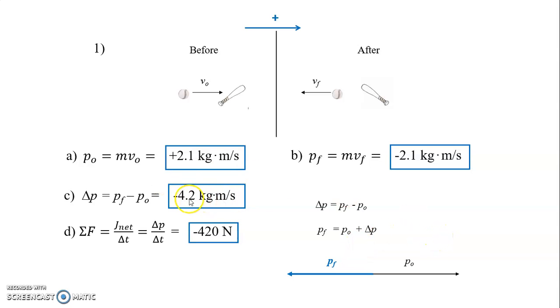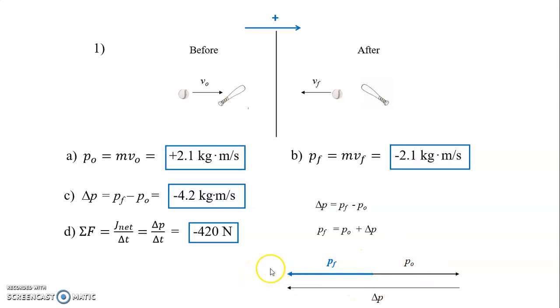Well, we see delta P was negative 4.2. What does the negative mean? Well, we called east positive. That means the negative sign means west. And so here is delta P. And now we can see this looks like a normal vector diagram. The first vector, P naught. Here's our tail to head connection. Our second vector, delta P. And of course, we draw the vectors to scale. Delta P is twice as long as P naught. And this makes everything make sense, so that the magnitudes of P naught and Pf are the same value.